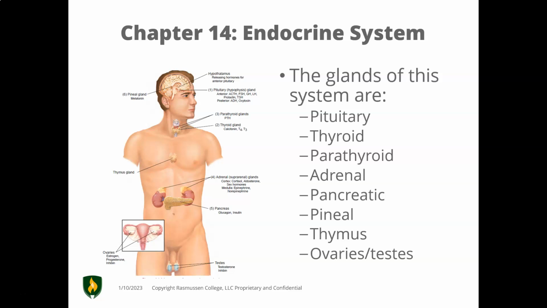We have the parathyroid. This consists of at least 4 separate glands that are located on the posterior or back surface of the lobes of your thyroid gland. Adrenal gland is a paired organ covering the superior or top surface of the kidneys.